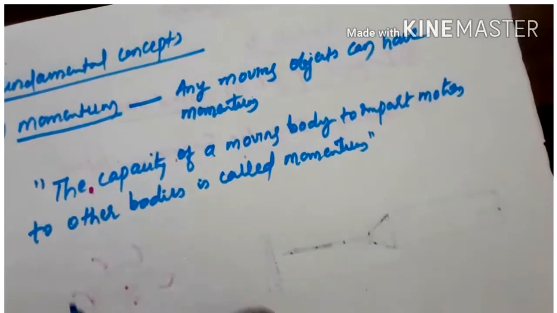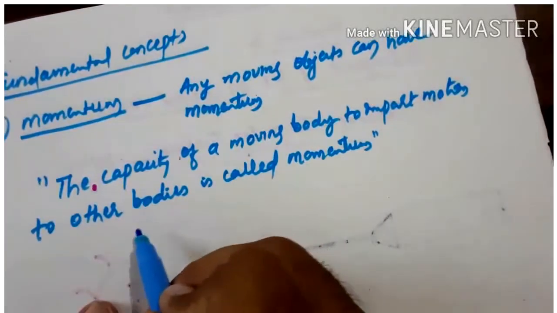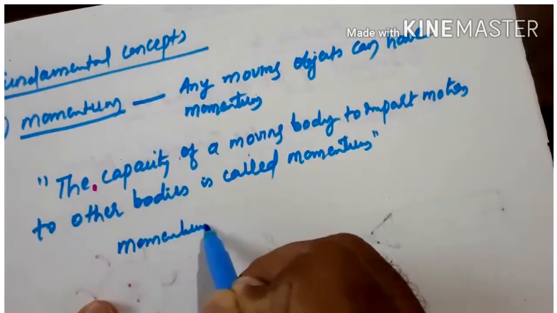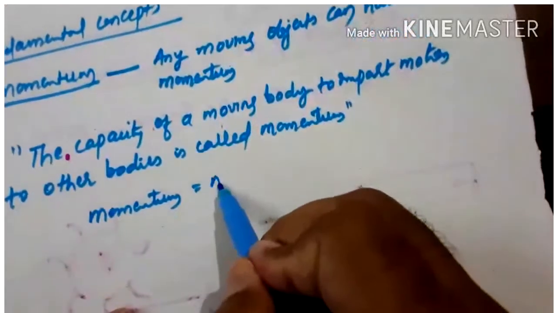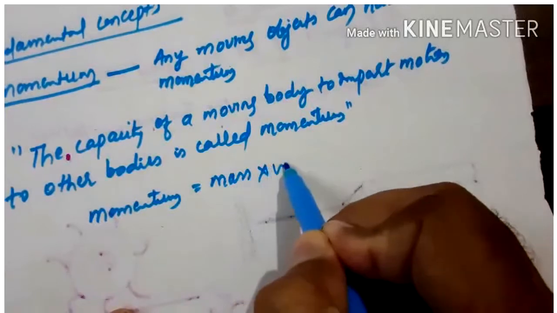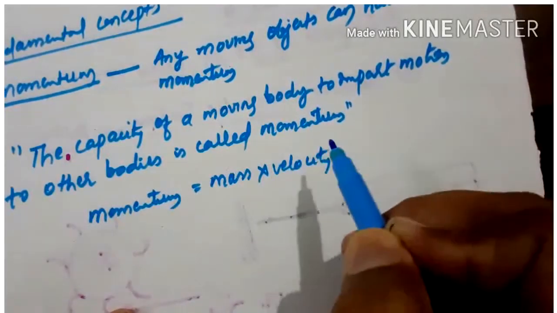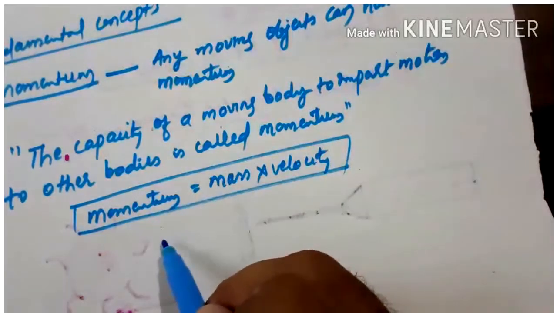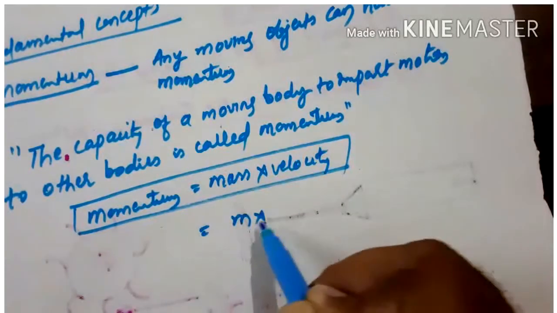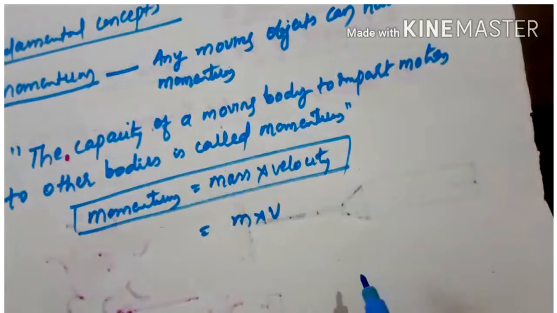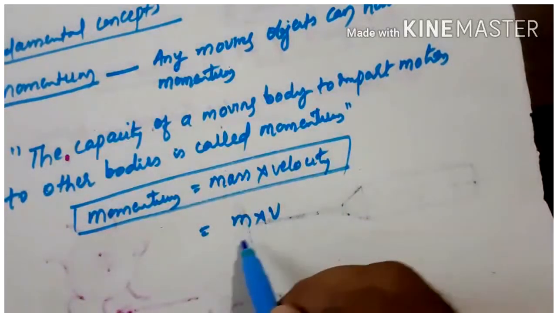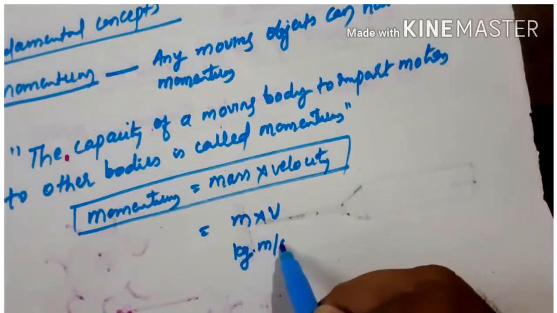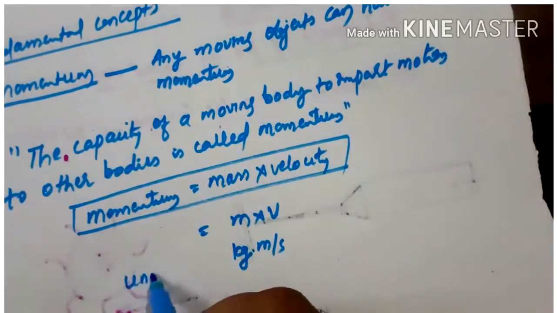Then how will you write the mathematical equation? Momentum is the product of mass into velocity. So it can be written as mass into velocity. And what is the unit of momentum? The mass is measured in kg and the velocity in meter per second. This is the unit of momentum.